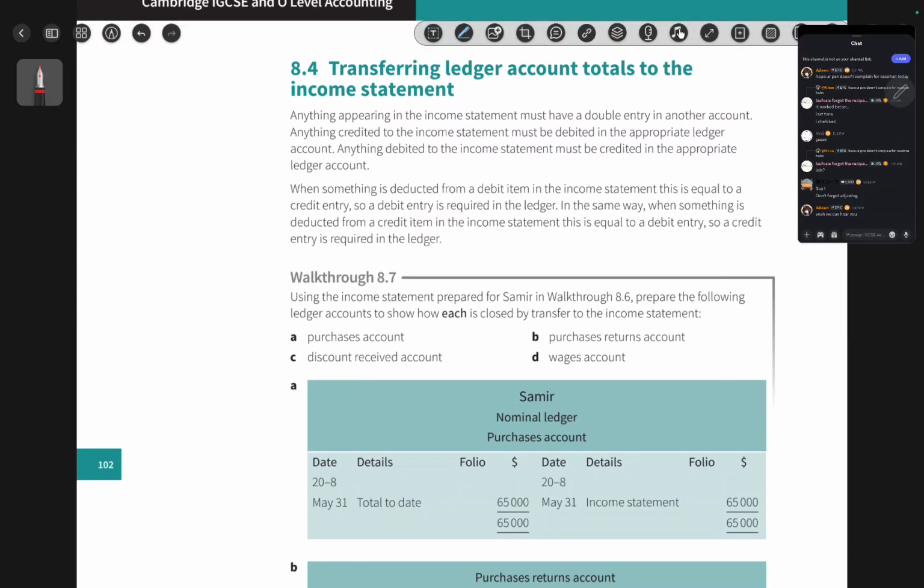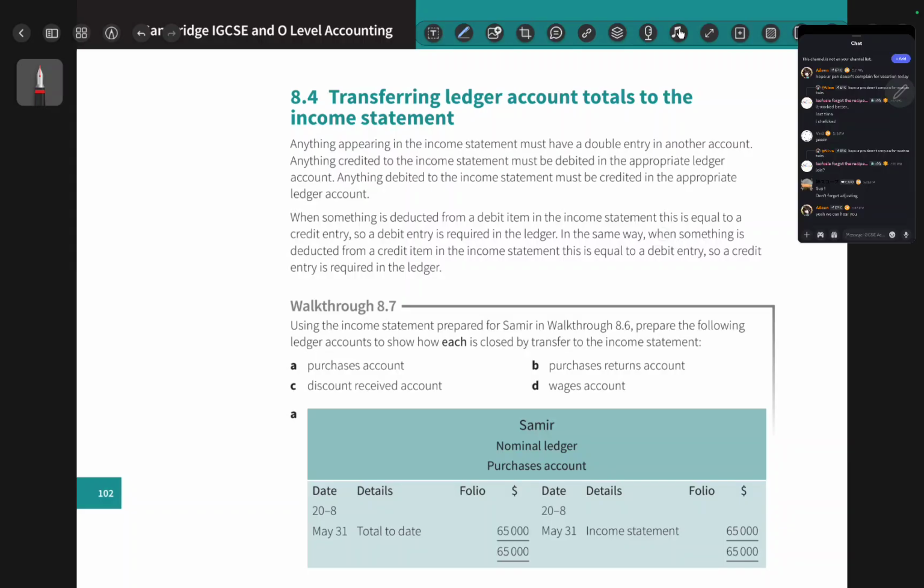Now, the fun part and the hard part: transferring ledger account totals to the income statement. Normally, to balance everything you would write balance c/d, which I mentioned at the start of the class. Instead, you're just going to write income statement and close the account over there. Anything that appears in the income statement must have a double entry in another account, because we discussed in the beginning that the income statement is part of the double entry.